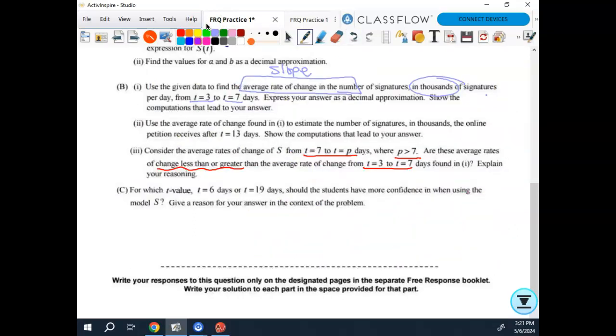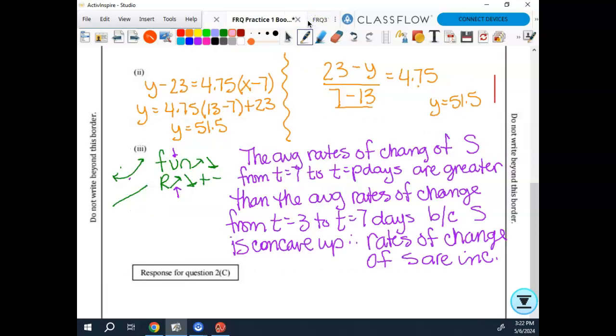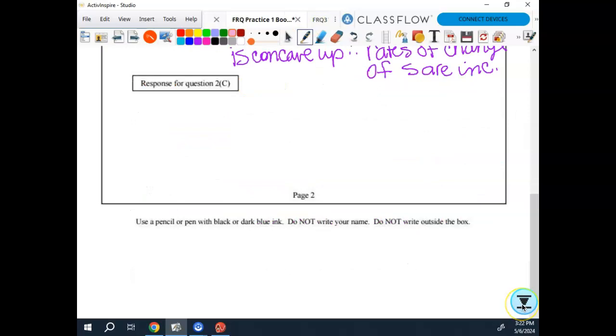All right, 2C. For which t value, t equals 6 or t equals 19 days, should the students have more confidence when using the model? Give a reason for your answer in the context of the problem. Okay, so I will give you this. Even those of you that didn't get the point, you were really trying hard for the context of the problem, but not in the right way. The context of the problem, but you still have to give a mathematical reason, okay?